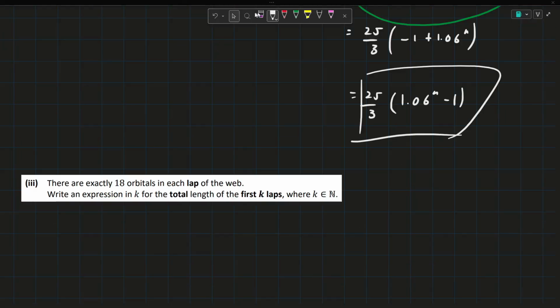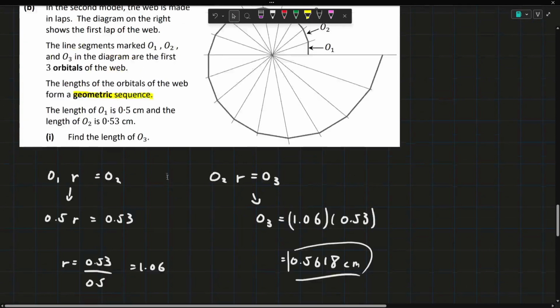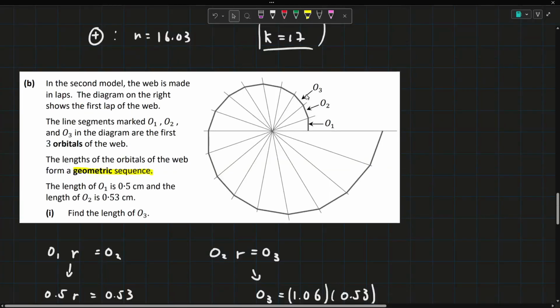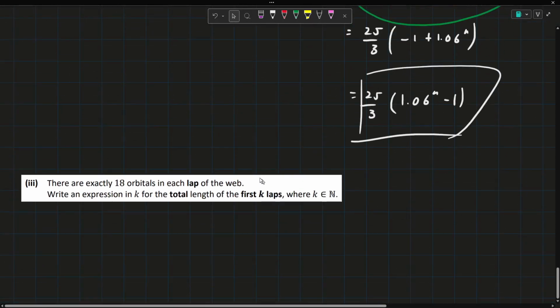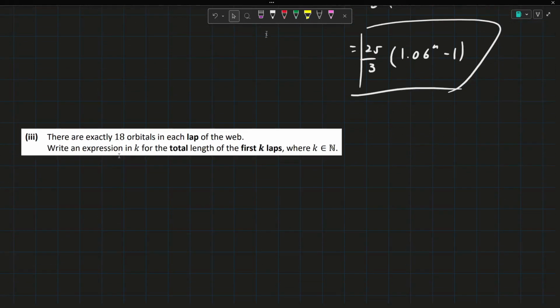So this part's really confusing, but basically there are 18 orbitals in each lap, and we're asked to write an expression in k for the total length of the first k laps. So a good general problem-solving technique is to write out some numerical examples, and that can generally help you. Remember, an orbital is just this little segment of string, and when we add up the 18 of those, we get a lap. So if we add up 36, we get 2 laps. So let's have a look at some examples, and that'll help you to come up with a way of doing the question.